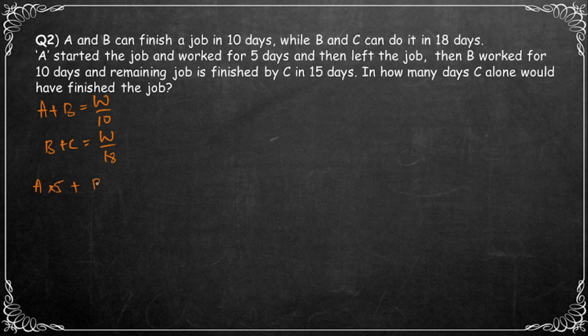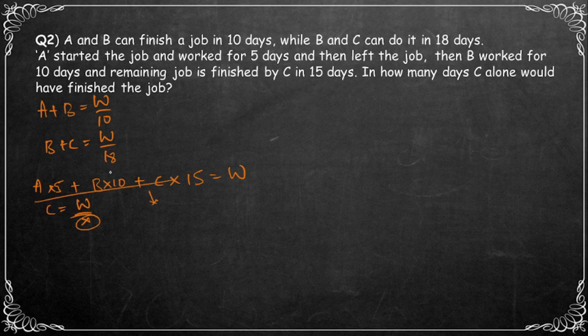Next part of the work is done by B for 10 days. And next part of the work is done by C for 15 days. We get the total work. Now they are asking for C is equal to W by X. They are asking for X. So how do we find X? We need to solve this equation.